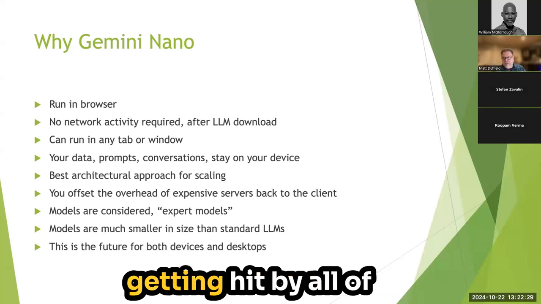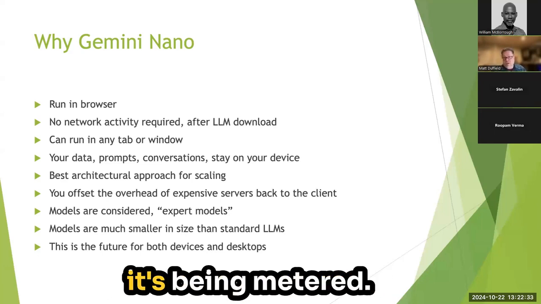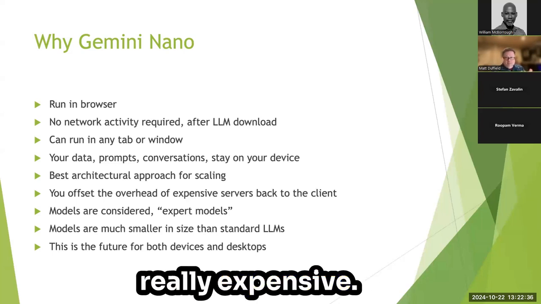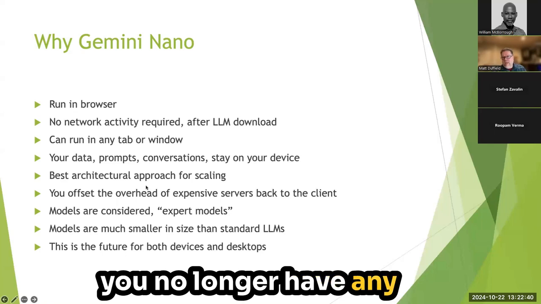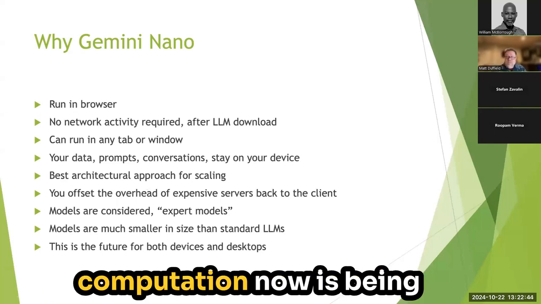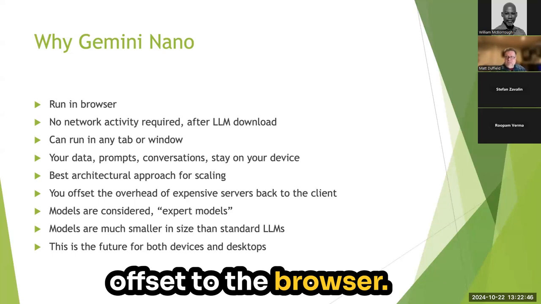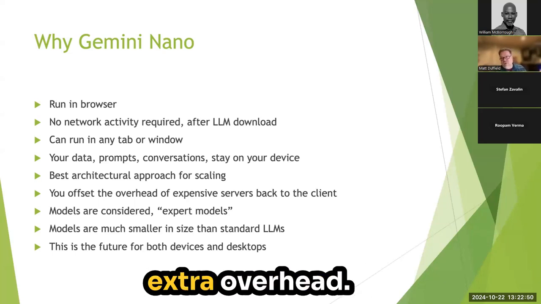And every time you're getting hit by all of your clients, you incur that cost where it's being metered, and that becomes really expensive. This model, you no longer have any cost or any offset. The reason for that is because all of the computation now is being offset to the browser. So it's now on clients. So you can scale as big as you want, and there's no extra overhead.